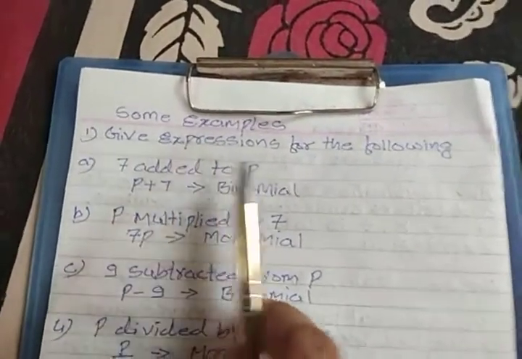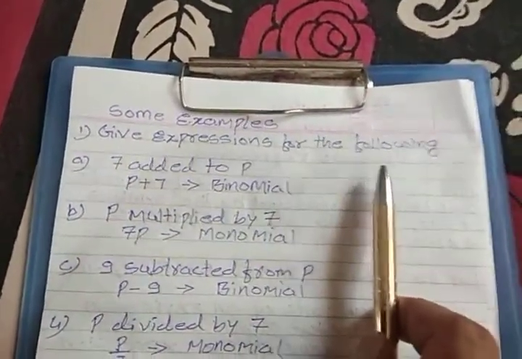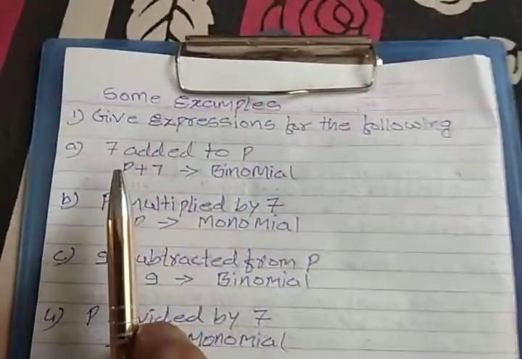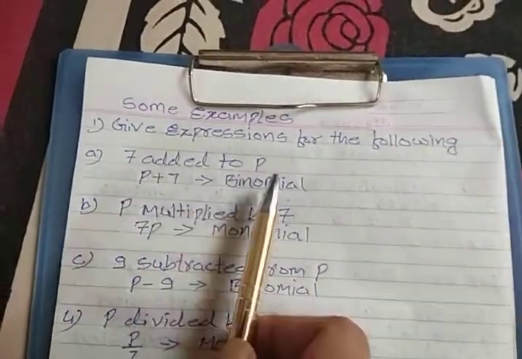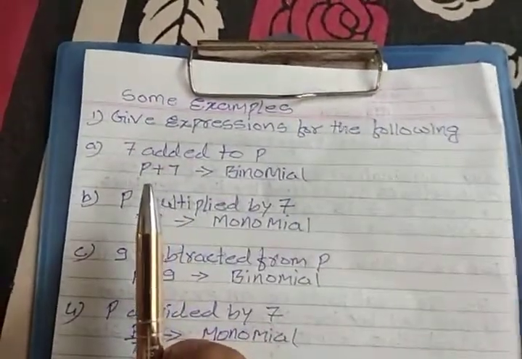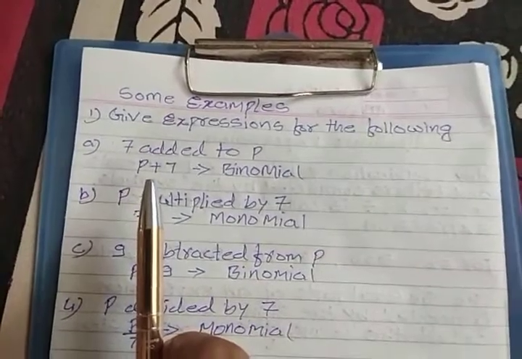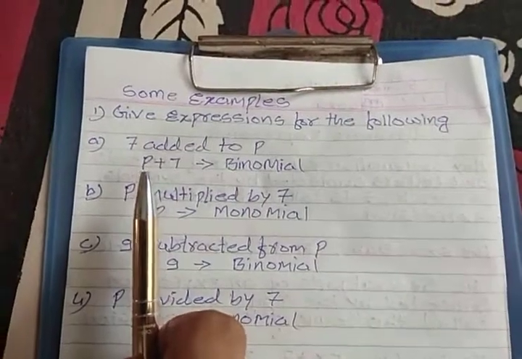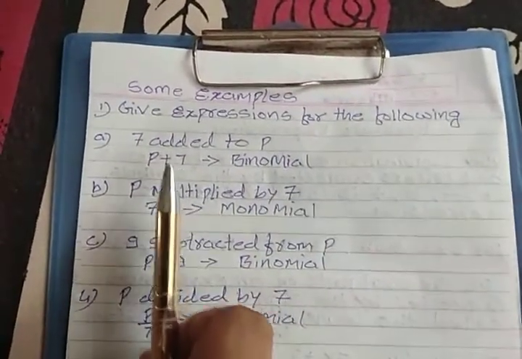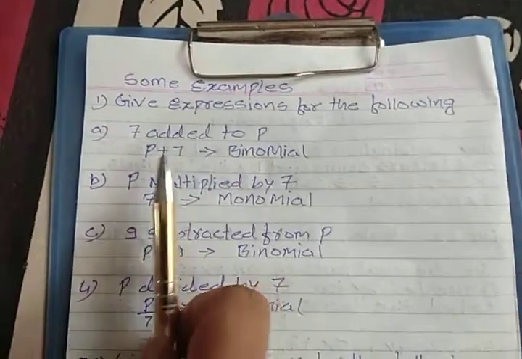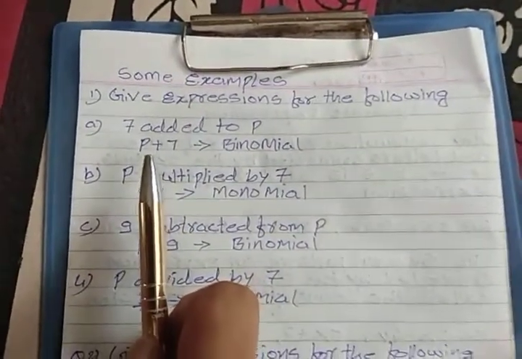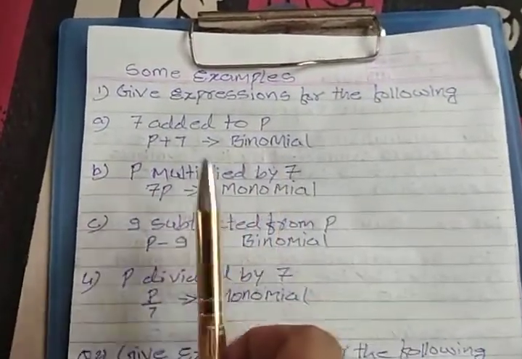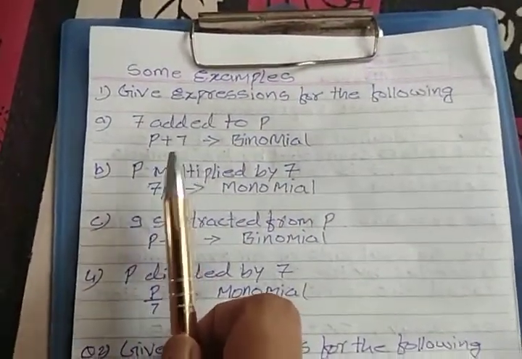Give expressions for the following. Now what we will do: a statement is given and we form the expression. The statement is 7 added to P. So we have to make an expression. How to make an expression for 7 added to P? It means P plus 7. This is an expression and the other is a statement. Which type of polynomial is it? It is a binomial, because here two terms are there. P plus 7 is a binomial.